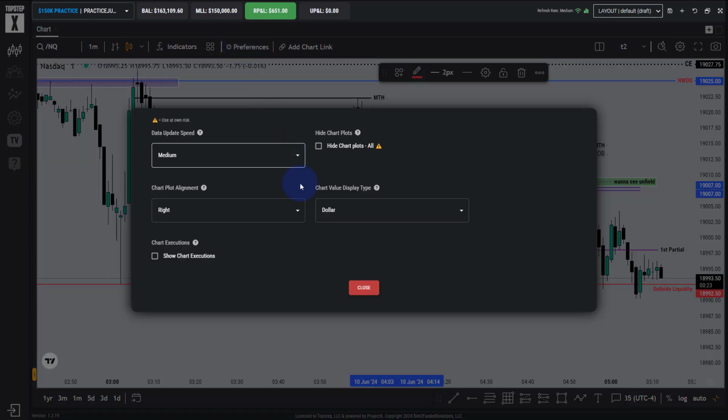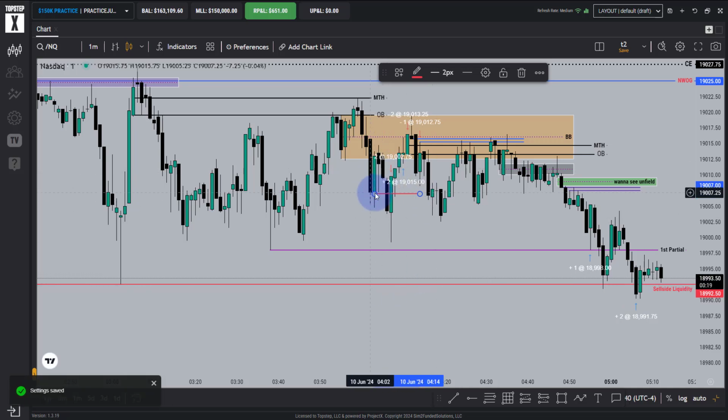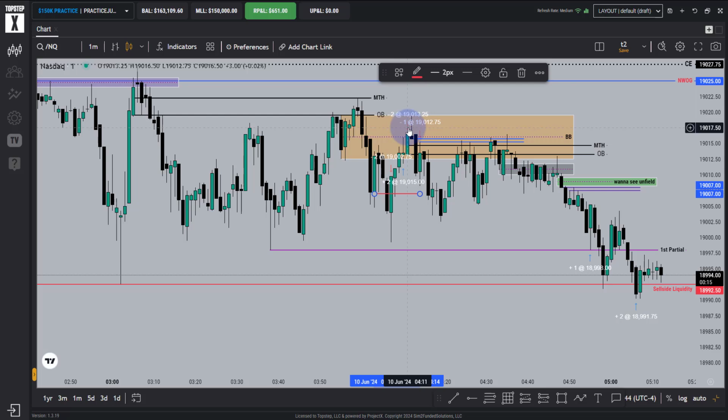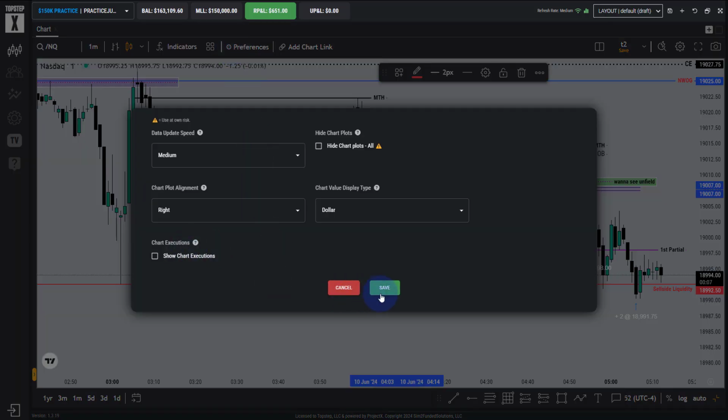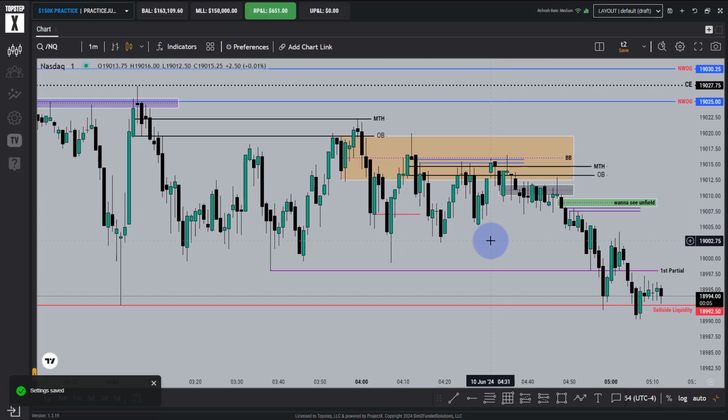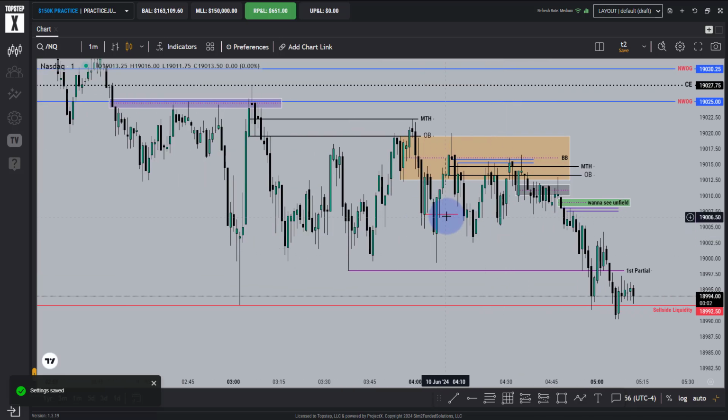Now let me actually show you the execution. So here I took a sell and I got stopped out over here. My stop loss was just above that one. So I got stopped out over there. Let me remove this one, and later I will show you the other execution. I got stopped out over here with a very small stop loss.